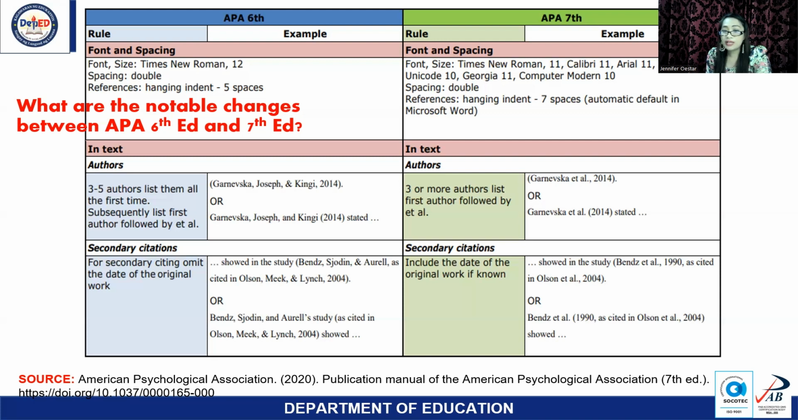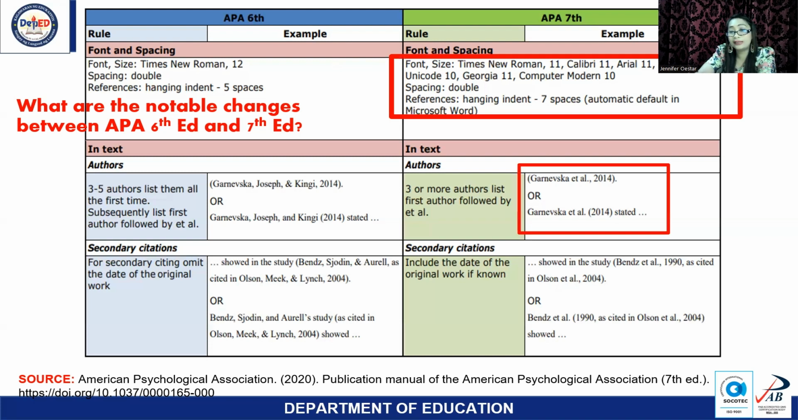In the citation, if there's an original work, if possible, you include the date of the original work as well. In the seventh edition, unlike the sixth edition, only the latest is included in mentioning the date.